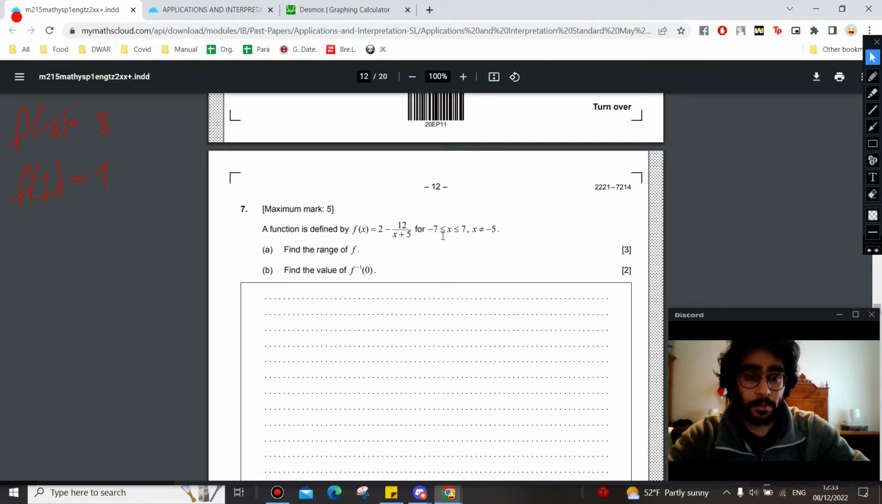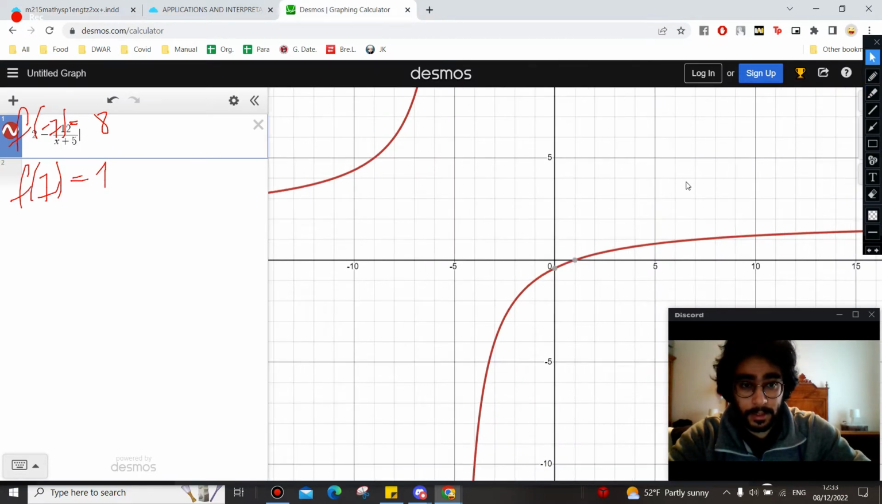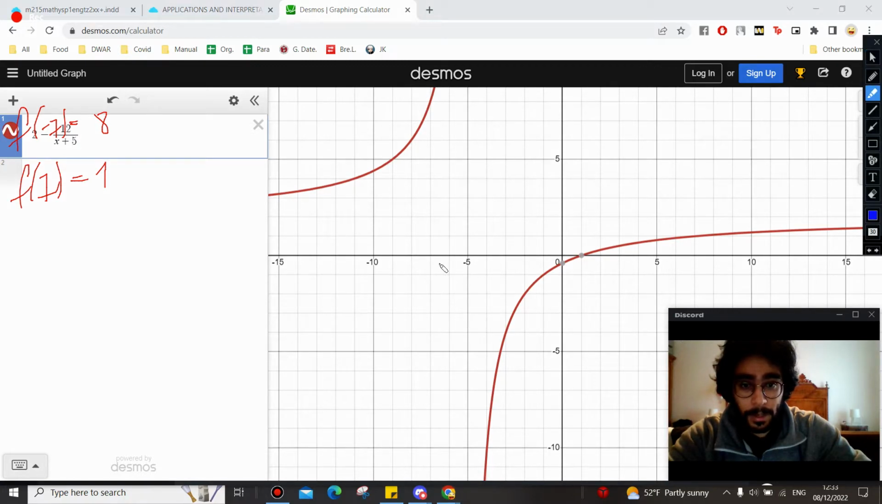And my domain is between minus 7 and 7. Okay, where's minus 7? It's somewhere here, which means, let me zoom out a little bit. Minus 7 is here, which means this is the point where I can go and find my y. So this is minus 7.